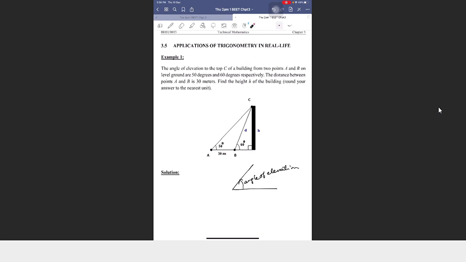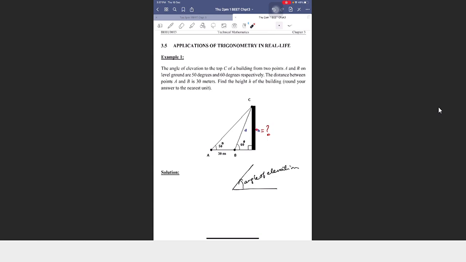So the distance from A to B is 30 meters. The question wants us to find H. This is what we want. Now, if I want to find H, if I look at this diagram, basically I have two triangles. This is one triangle, and then I have another triangle.